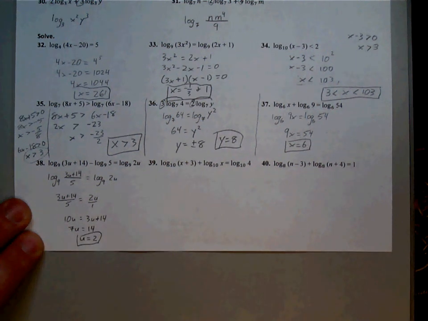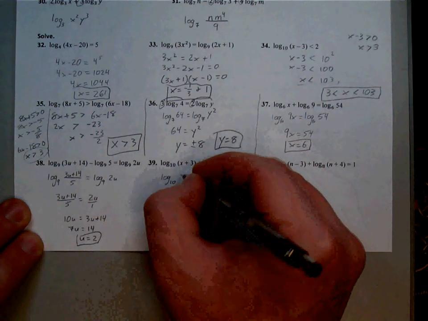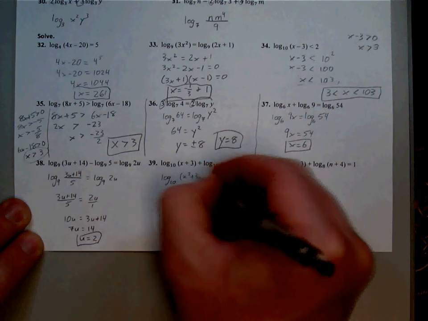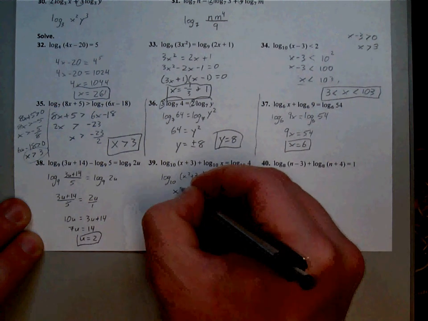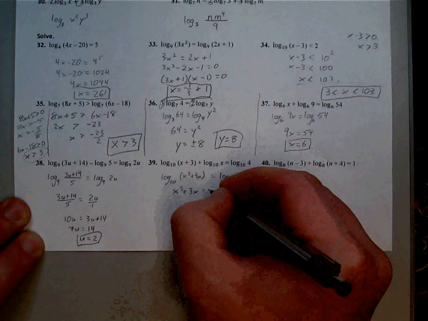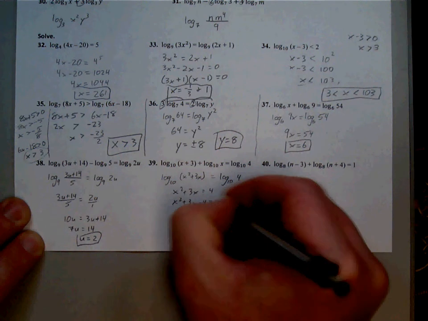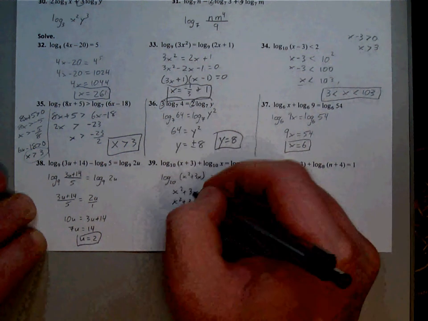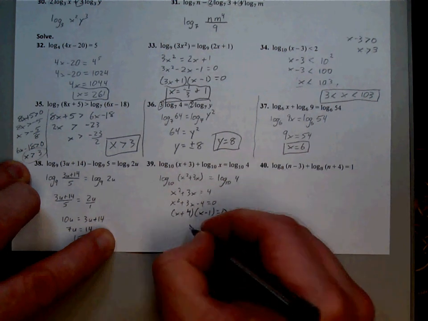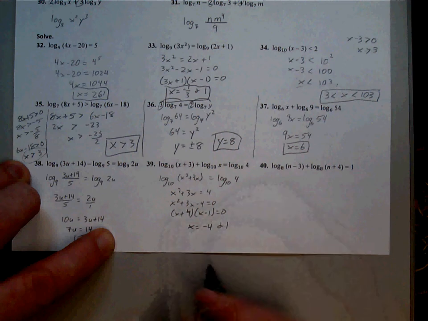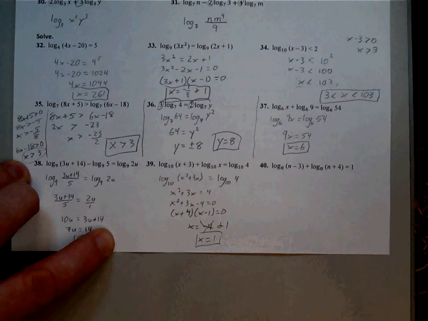Number 39. Got to condense. X plus 3 times x, that's x squared plus 3x. So x squared plus 3x has to equal 4. Set it equal to 0. X plus 4 and x minus 1 equals 0, so x equals negative 4 and positive 1. Negative 4 gets thrown out, so x equals 1 is the only one that works.